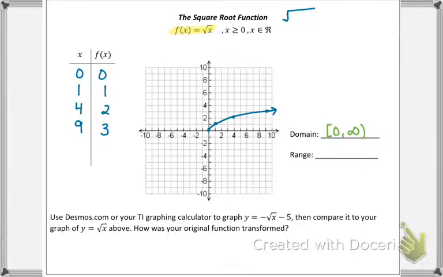And since 0 is the smallest value that I can input into the function, the square root of 0 is 0. 0 is also the smallest output that I'm going to get, and that's why my range is also from 0 to infinity. Smallest y is 0, and it goes up to infinity.